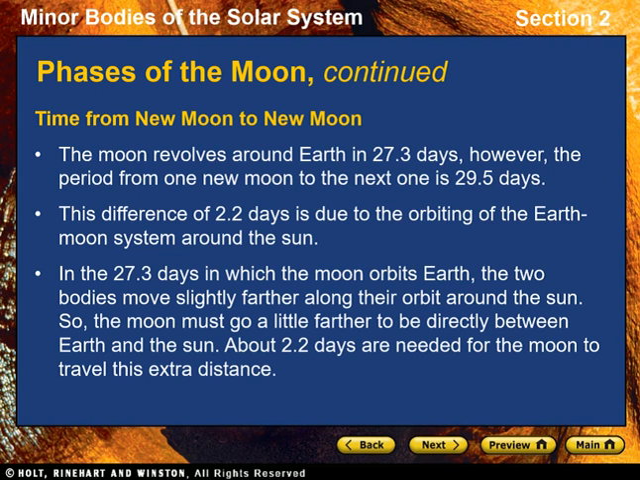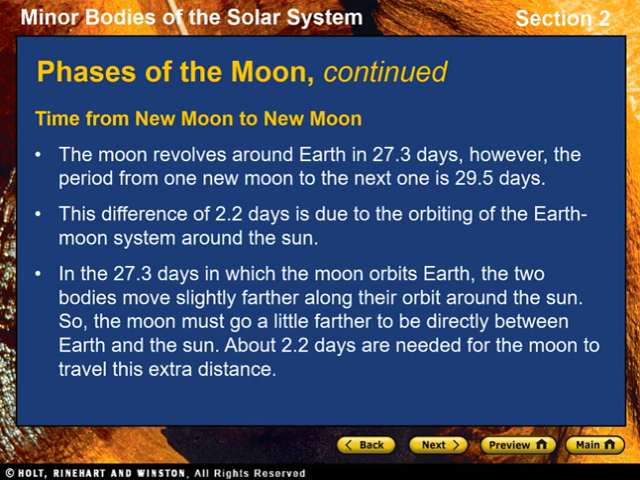Time from new moon to new moon. Although the moon revolves around Earth in 27.3 days, a longer period of time is needed for the moon to go through a complete cycle of phases. The period from one new moon to the next is 29.5 days. This difference of 2.2 days is due to the orbiting of the Earth-Moon system around the Sun.